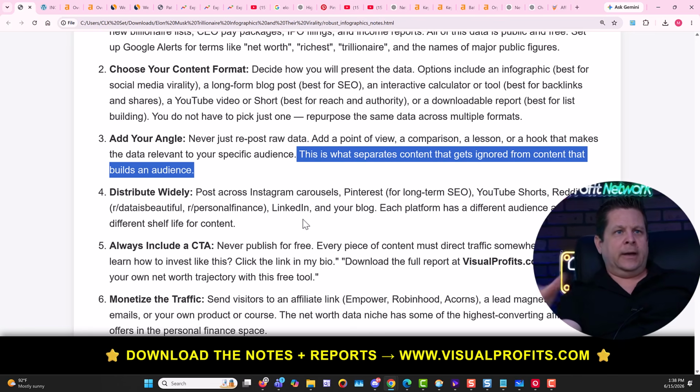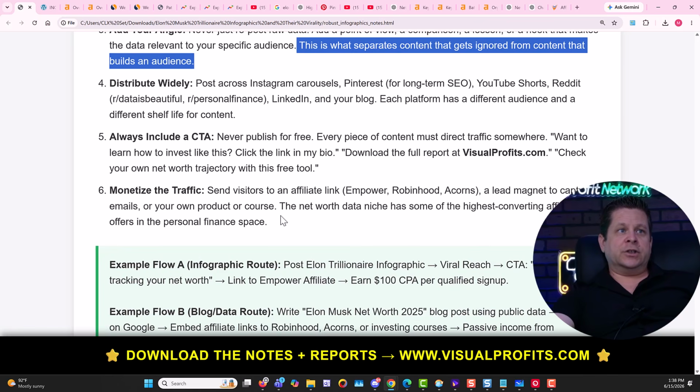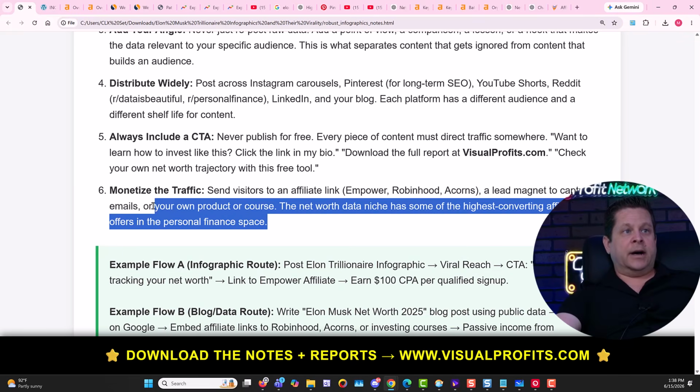Then we're going to distribute it. Go through, make your Instagram carousels, your Pinterest, YouTube shorts, TikTok shorts, Reddit, make sure it's good. LinkedIn, you can do a report on LinkedIn. Each platform has a different audience and a different shelf life. Then always include a CTA. Like on mine, I have go to visualprofits.com. Always have this there. Then what you're going to do is you're going to monetize the traffic.